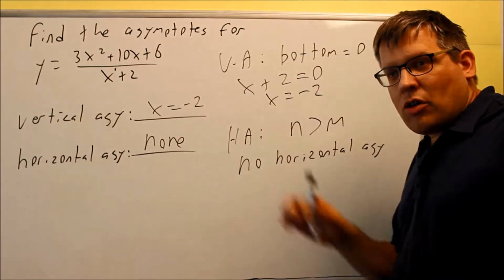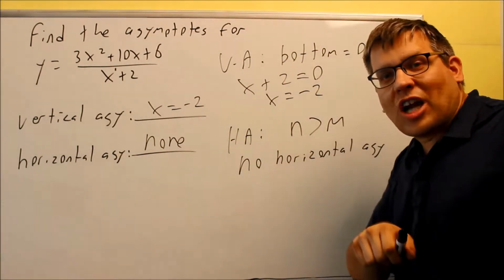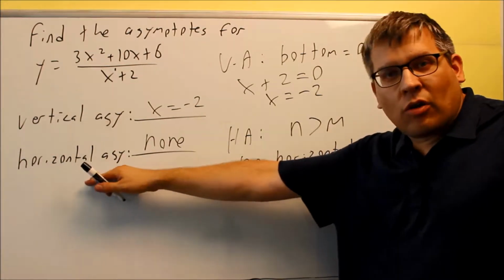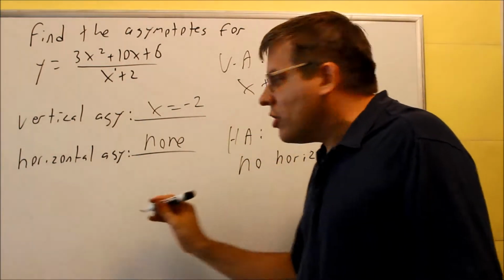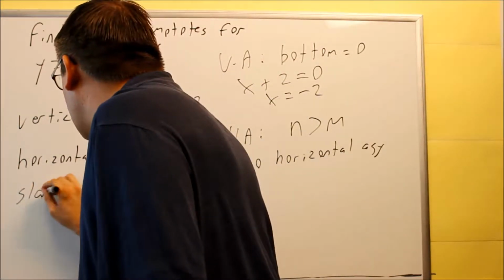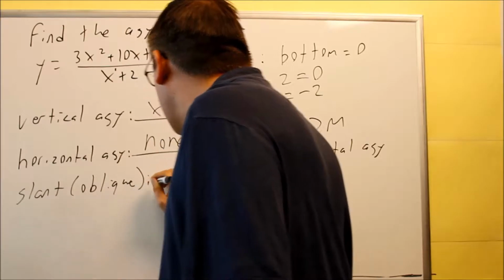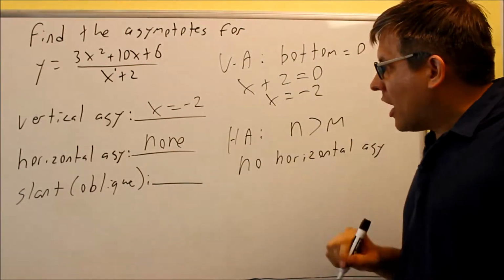Is that the end of the video? No, because if you look at it, there's still more time in this video. That means there's more that you have to do here. If you don't have a horizontal, then you don't get off scot-free. You have to actually still find the slant, which is also called an oblique asymptote. Okay, so how do we find that?